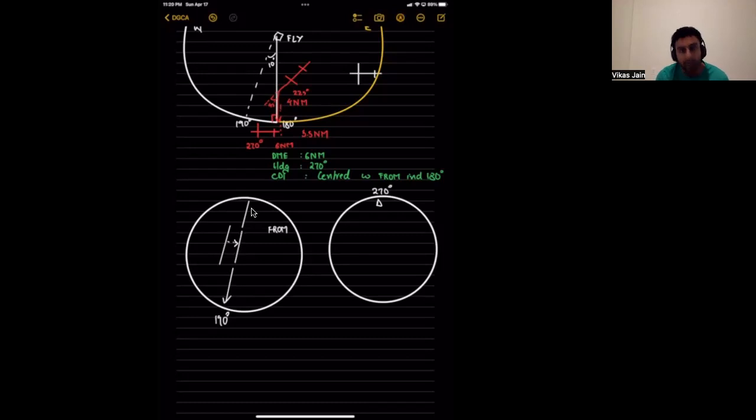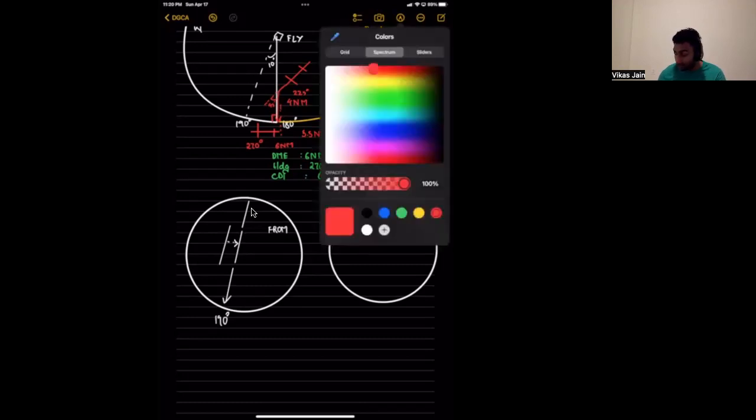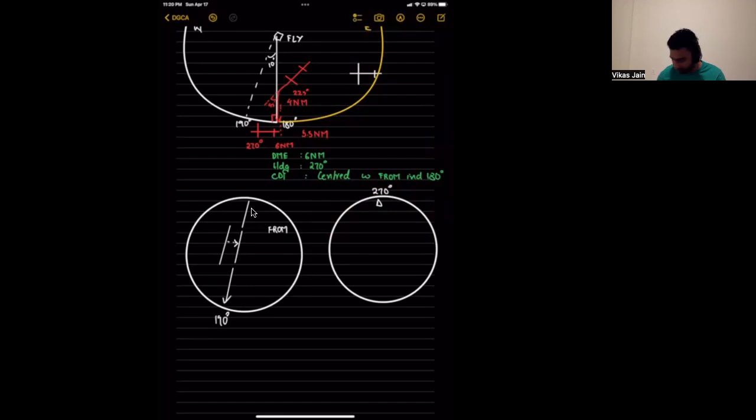How do you do this? You make a turn by 10 degrees. You change your OBS by 10 degrees. You make a turn by 10 degrees, right? Your heading was 270. Your new heading should be 270 plus 10. Your new heading should be 280 degrees.